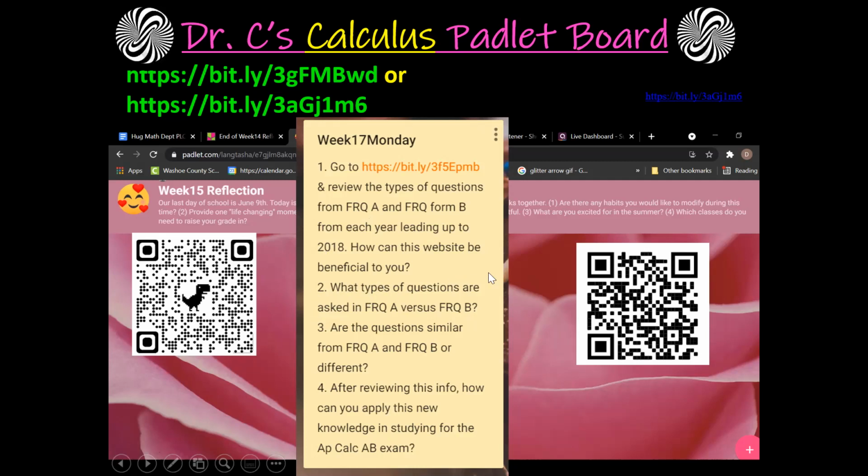So I ask you what type of questions are asked for Free Response Question A versus Free Response Question B. Are the questions similar in the two, or are they different? And after reviewing this info, how can you apply this new knowledge in studying for the AP exam? With that said, I'm going to show you what I'm talking about when you actually get to that point.